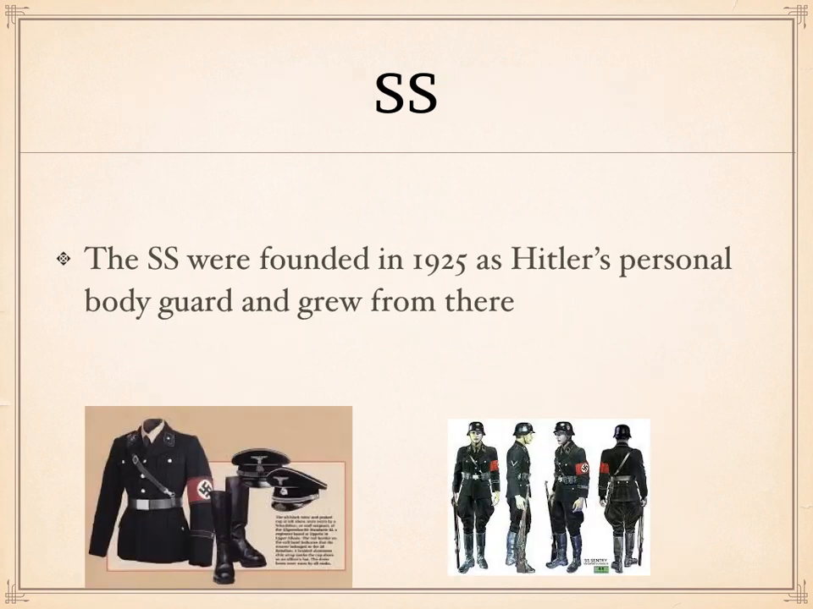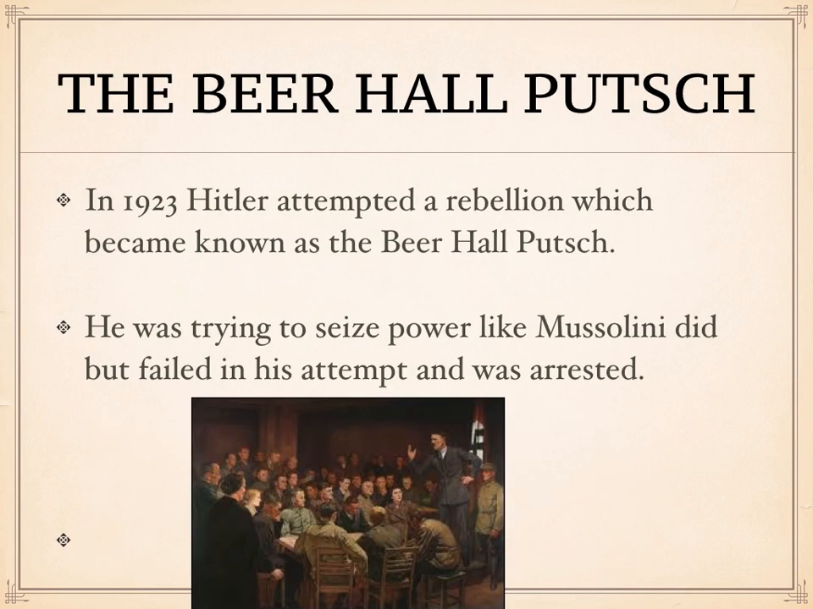Another group that was founded was the SS. These guys were founded in 1925, and they were founded as Hitler's personal bodyguard. And they grew from there, and we'll see after 1934 they become the main part of Hitler's trusted armed forces.